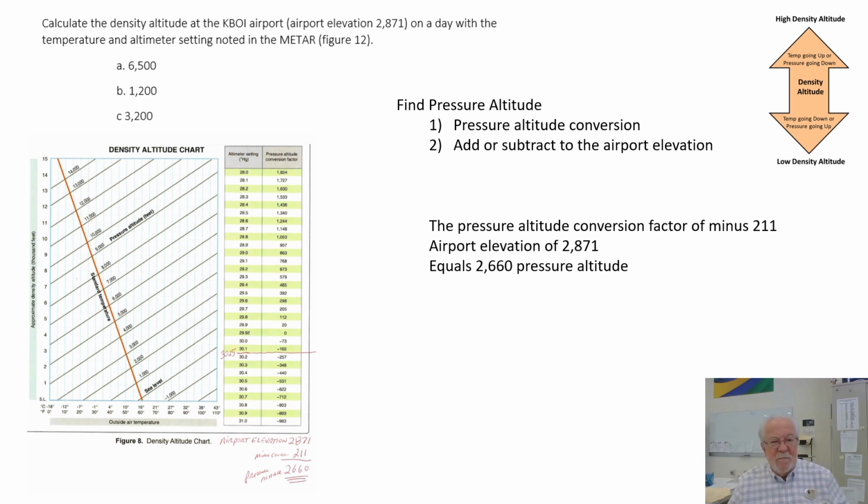Okay, so now we've got the pressure altitude. So what do we see on the left-hand side of the chart? We see these perpendicular lines, and they're labeled pressure altitude in feet. Okay, so we've got 2660 pressure altitude in feet. Next page.